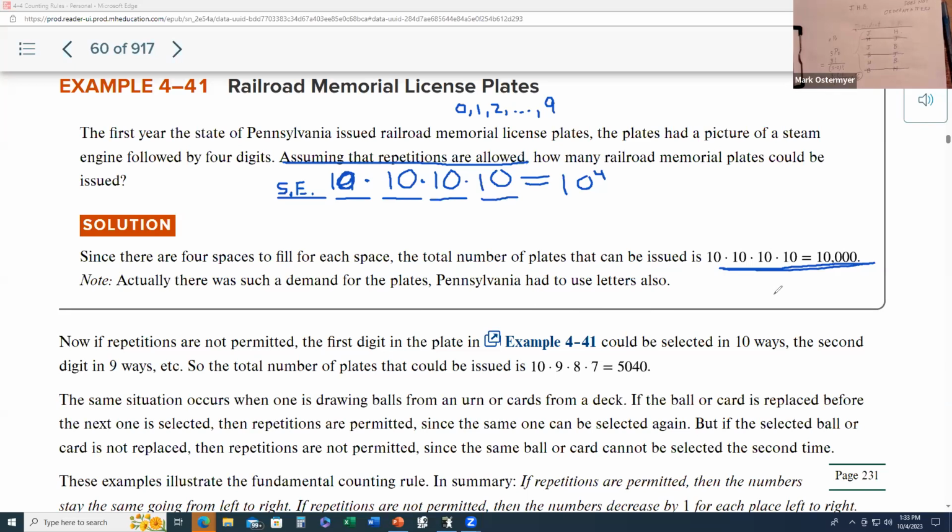Now, if you're in an area where there are more than 10,000 people buying into these plates, you're going to need extra slots to allow for the extra possible arrangements. In fact, in Pennsylvania, there was a huge demand, so they actually had to use letters to increase the number of arrangements, or unique license plates.